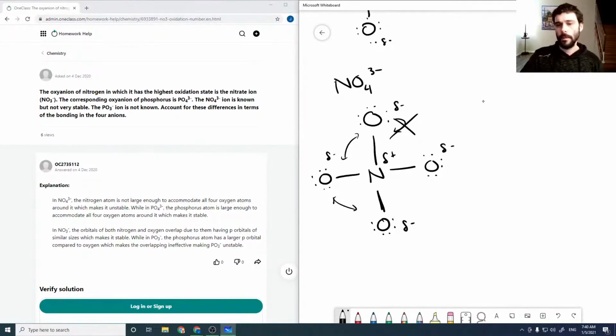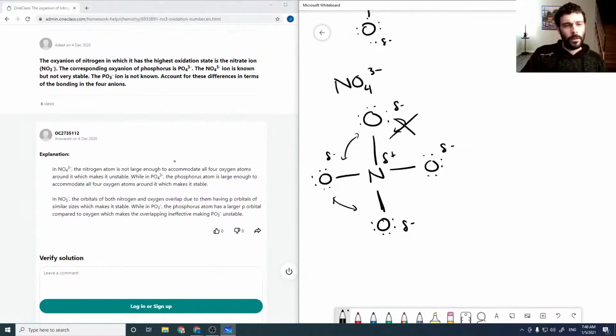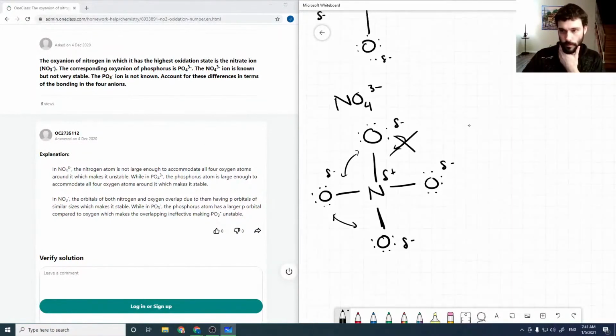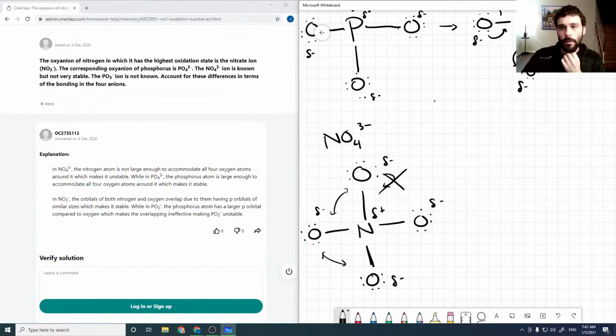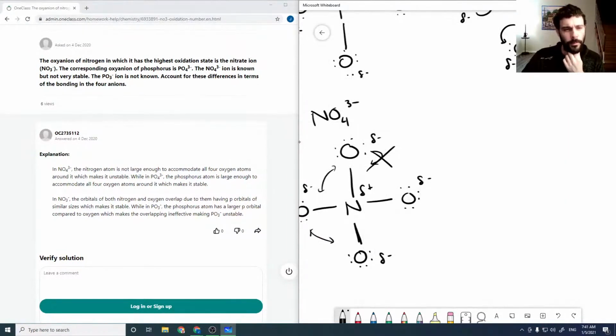Okay. So now if we look at the solution, the nitrogen is not large enough to accommodate all 4 oxygen atoms, so that's essentially what we are saying here. So in PO4 3-, we can form favorable overlap between 4 oxygen atoms, or there is a way to do it. And it allows for some stability.